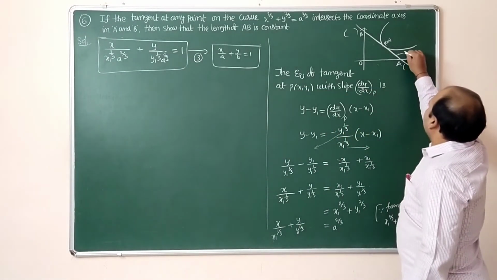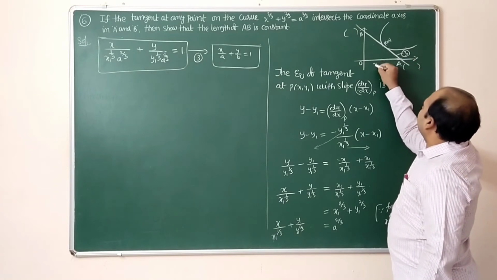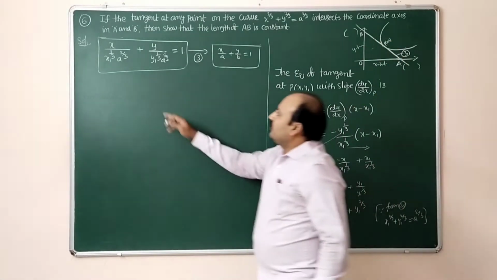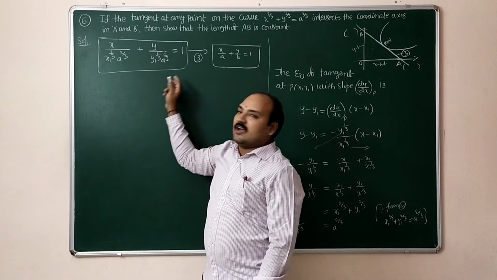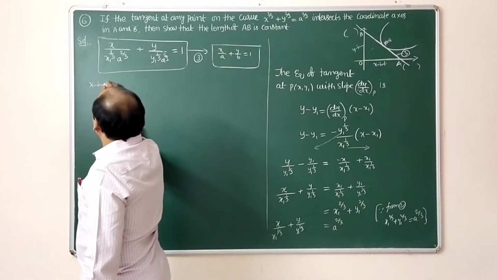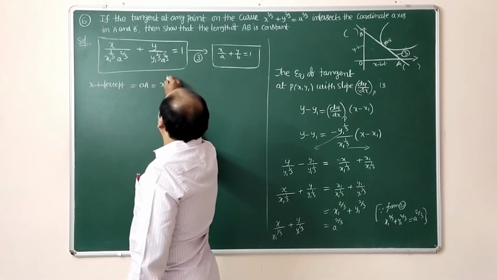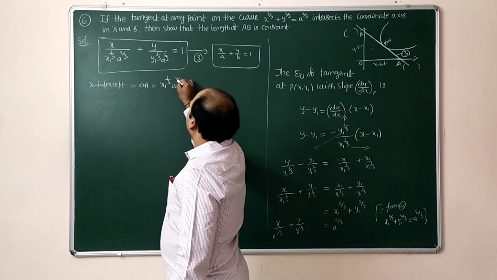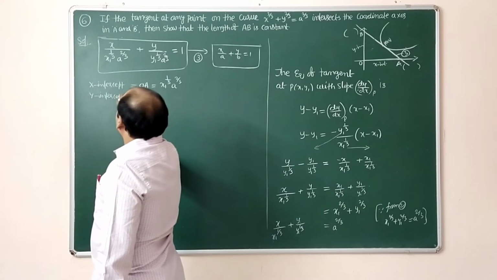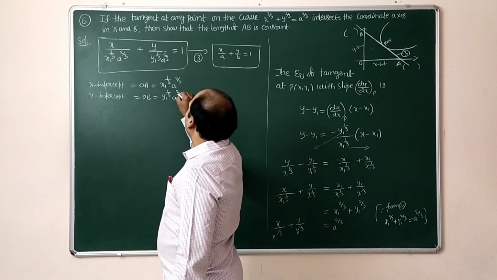This is equation number 3, ma. From equation 3, OA is the x-intercept, OB is the y-intercept. Whenever it is in the form x by a plus y by b equal to 1, this is called the x-intercept, and this is called the y-intercept. So x-intercept OA is equal to x1 power 1 by 3, a power 2 by 3, and y-intercept OB is equal to y1 power 1 by 3, a power 2 by 3.